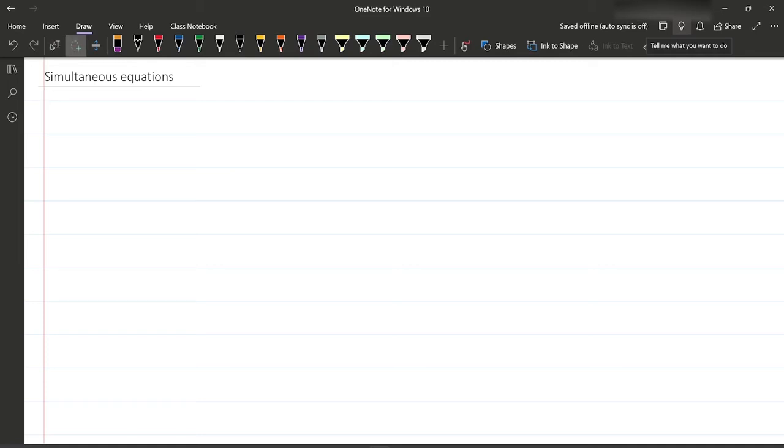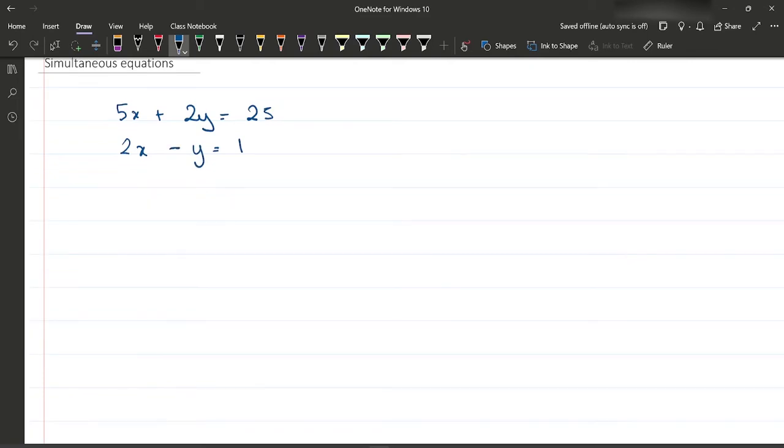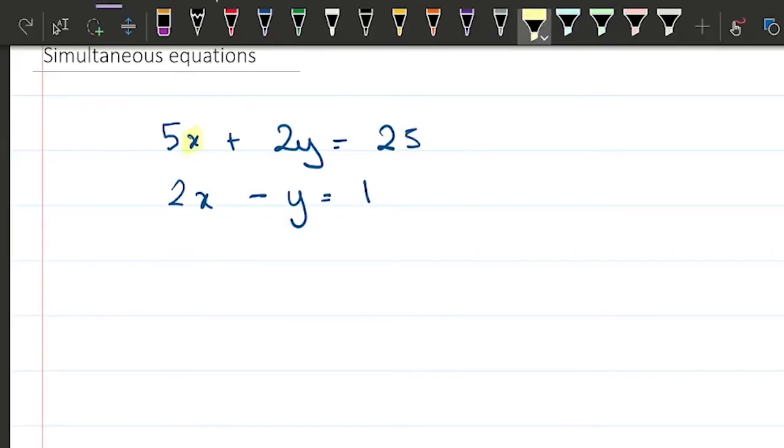So let me use an example here: 5x plus 2y equals 25, 2x minus y equals 1. Okay, so here we have a system of equations, which is what they're called. These system of equations can very easily be solved, because we know that the x here will equal the x here, and the y here will equal the y here.